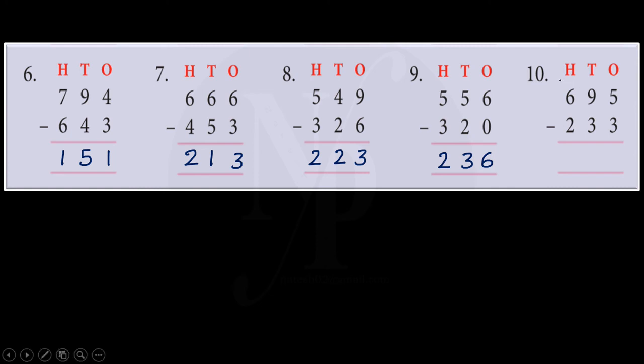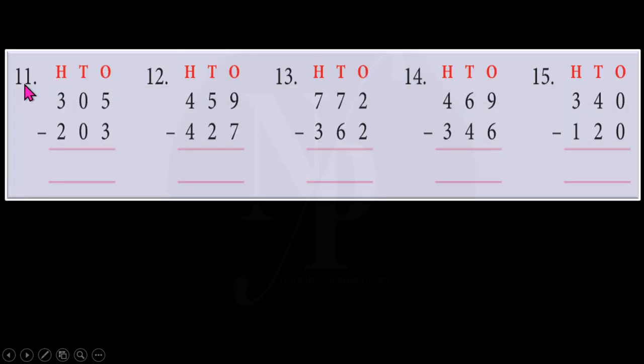Question number 10, 695 minus 233. Here we subtract 3 from 5, we get 2. On subtracting 3 from 9, you get 6. And on subtracting 2 from 6, you get 4. Therefore, 462 is the difference.